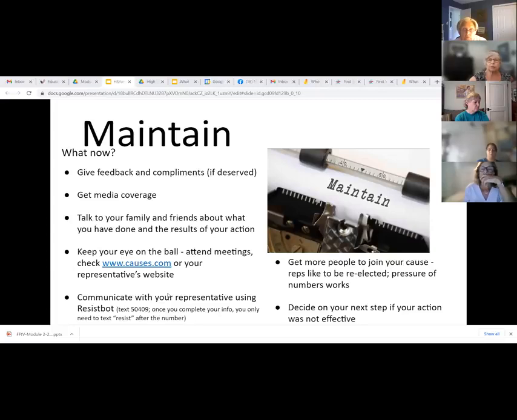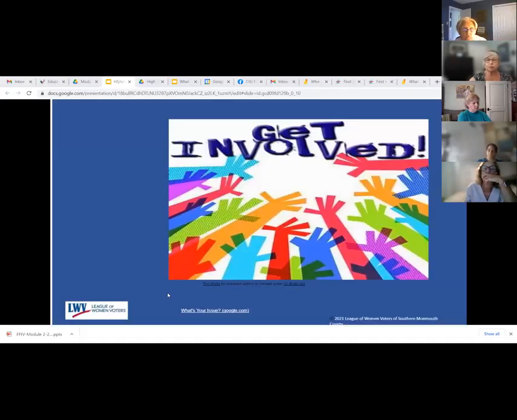So once the action's completed, that's not the end of the story. If it was effective, again, you have to communicate, you have to thank everybody who helped you. If your action wasn't effective, you need to go back to informing yourself about why that might not have been effective, and then also informing yourself to determine what the next action might be. So don't give up. Civic action is a process.